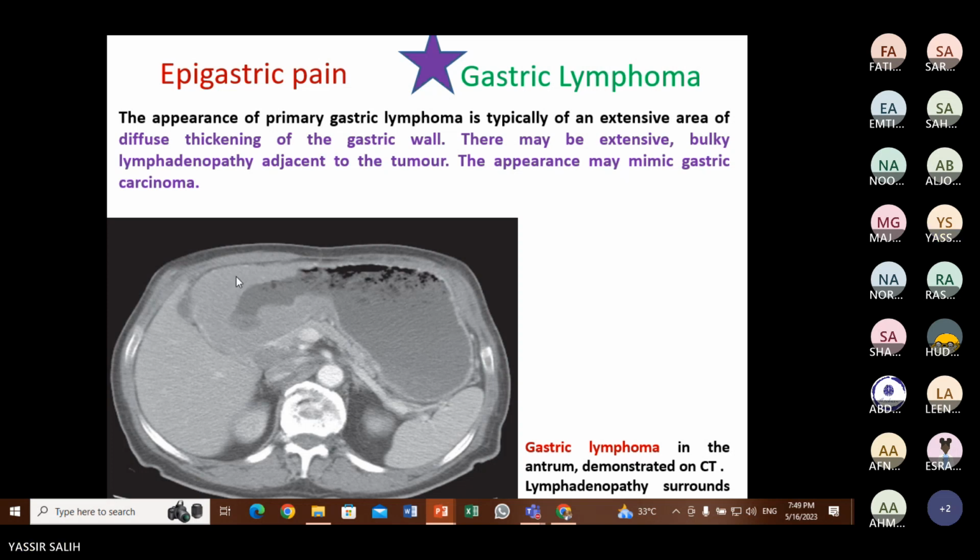And what do you see in this stomach? Is it normal? There is a thickening in the wall.